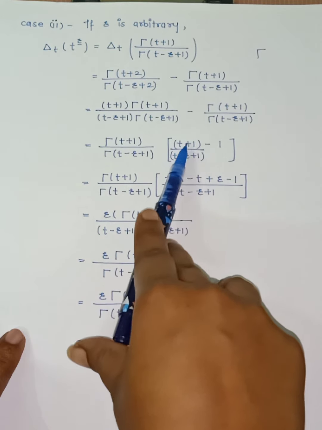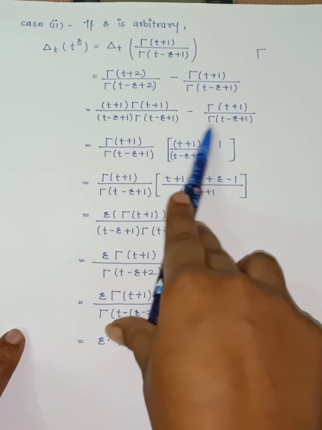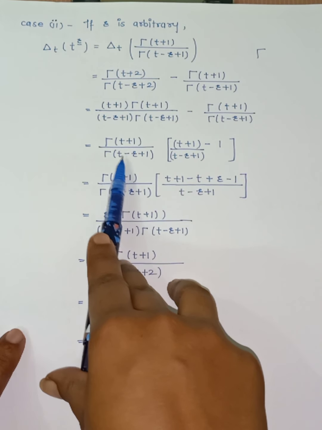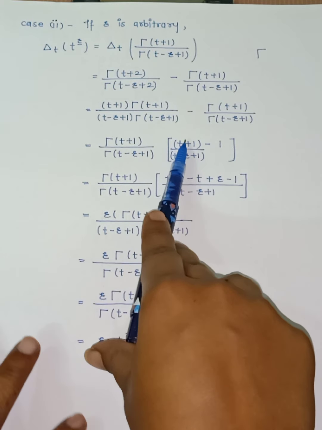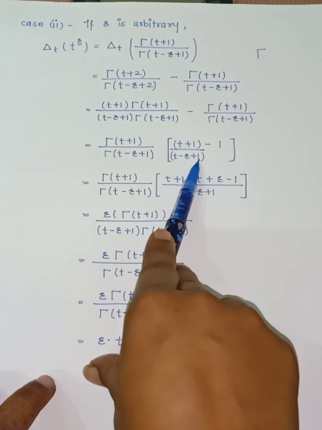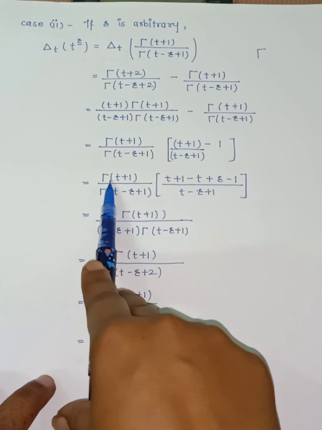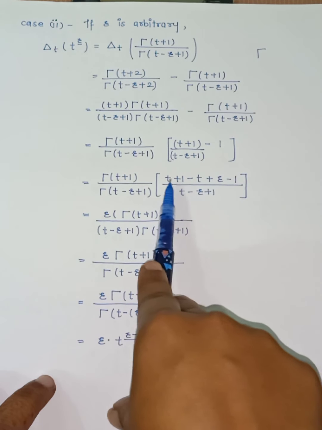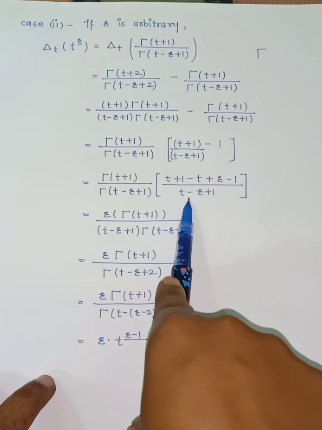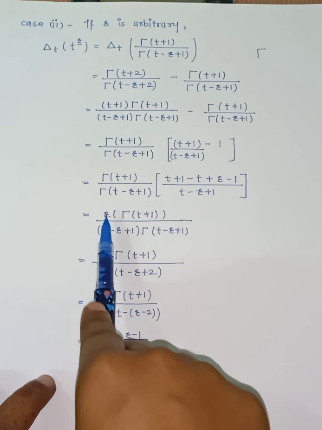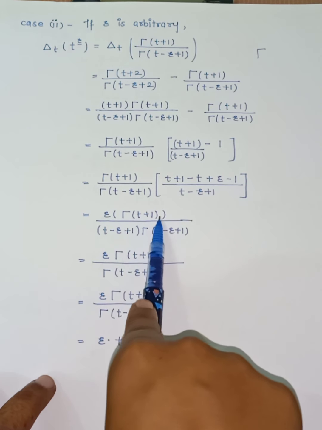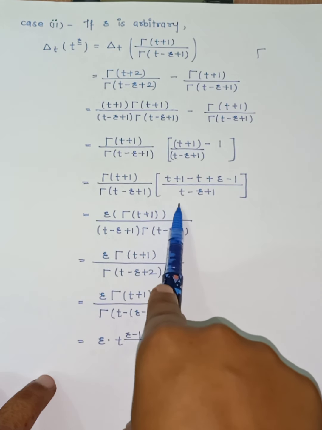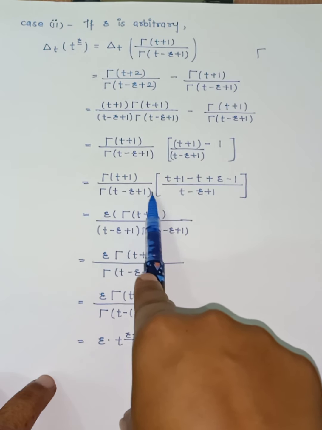So from both the terms we took t plus 1 upon t minus r plus 1 as common, and also gamma t plus 1 and gamma t minus r plus 1 as common. What remains is t plus 1 upon t minus r plus 1 minus 1. That equals gamma of t plus 1 upon gamma t minus r plus 1 as it is. Then multiply this by t plus 1 minus t plus r minus 1 upon t minus r plus 1. What is remaining? r into gamma of t plus 1. This t and 1 will be cancelled.